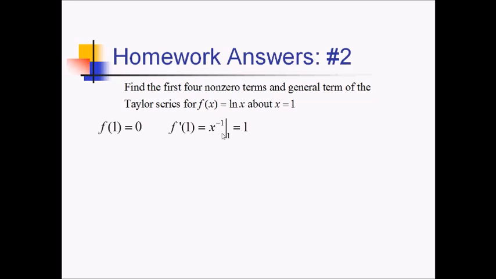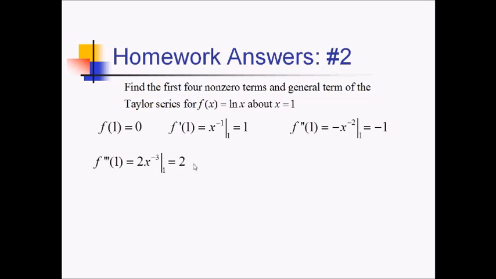Next, f double prime of 1, now I've got negative x to the negative 2 evaluated at 1, so that's just going to be negative 1. 1 to the whatever power is just going to be 1. So it's really just the coefficient that's going to make the difference on all of these. So we've got negative 1. f triple prime of 1, now we've got 2x to the negative third. Plugging in 1 to that, we've just got 2.